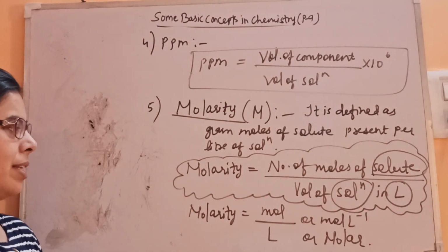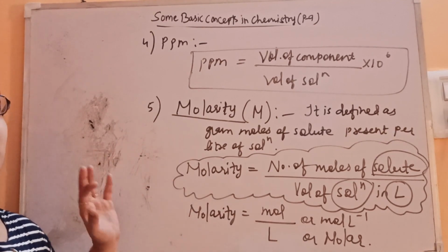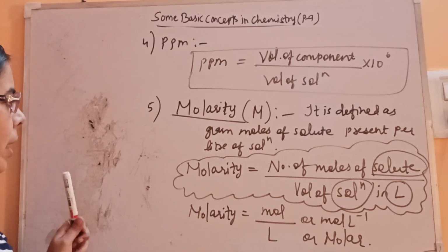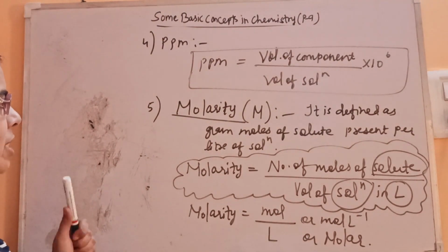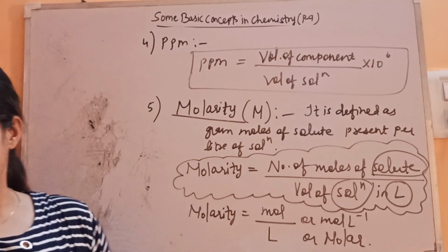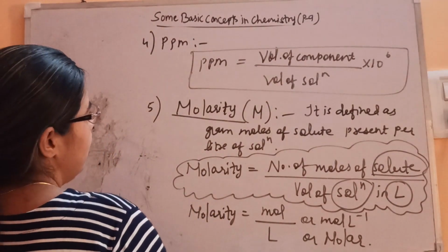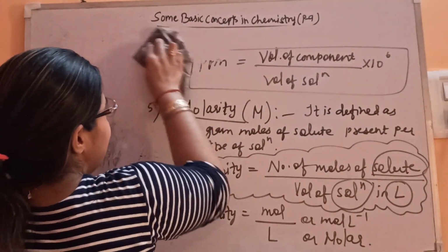Are you getting this? This is a difference. You can either write moles per liter or molar. Molar means moles per liter. Now we'll modify this formula as we have studied in the same chapter, that what are the number of moles. So let's modify accordingly.